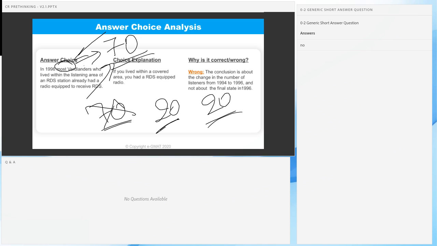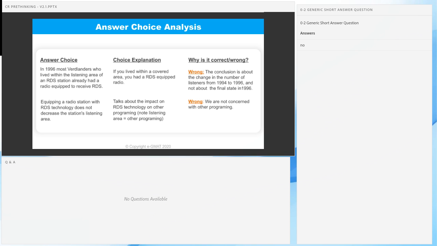Again, understand what the conclusion is about. The conclusion is about the change in number of people between 94 and 96. So the absolute number of people in 94 or in 96 is immaterial.